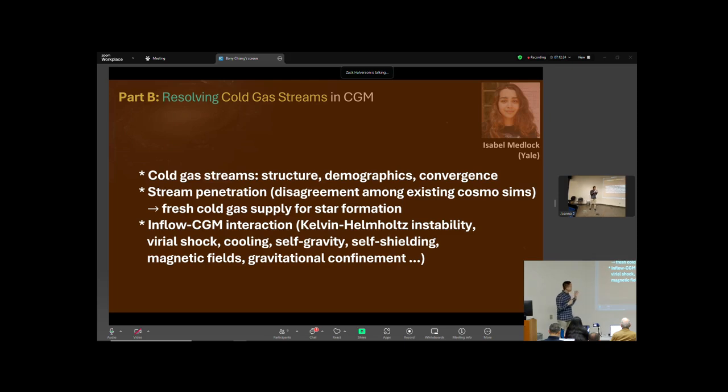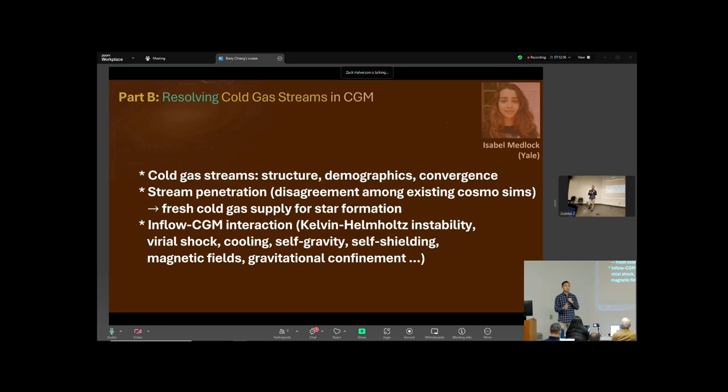And in particular, we are very interested in the question of how deep do these streams go into this hot CGM halo, for the reason that they are bringing in the fresh supply of cold gas to sustain and fuel the very high star formation rate at cosmic noon. And currently, there is no agreement among existing cosmological simulations, for resolution related concerns.